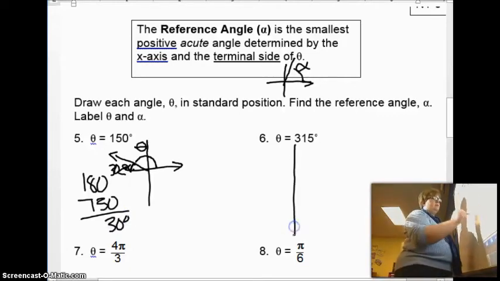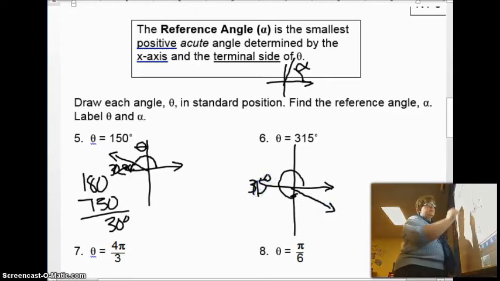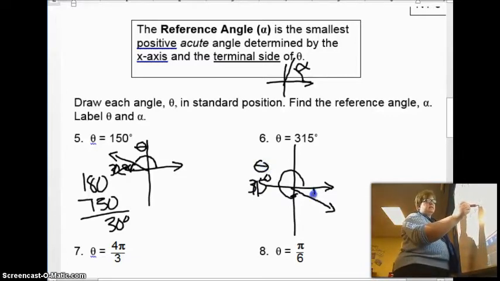So we have 315 degrees, so we start at the x-axis, we come around, there's 270, this is 360 up here, so we're going to be probably coming around in here, so that's going to be 315 degrees, and that's our theta.